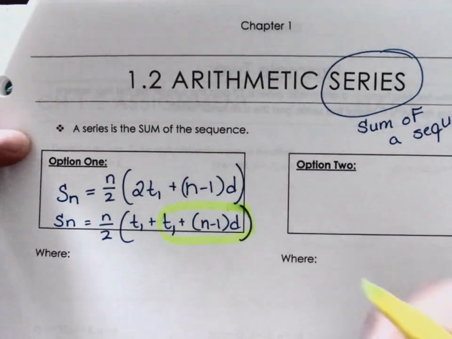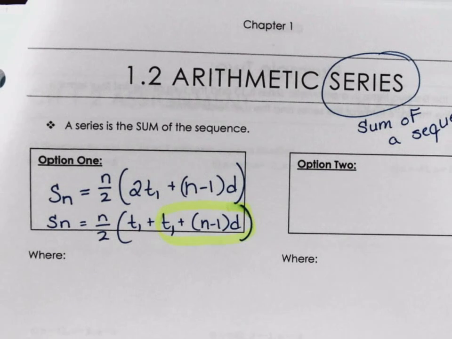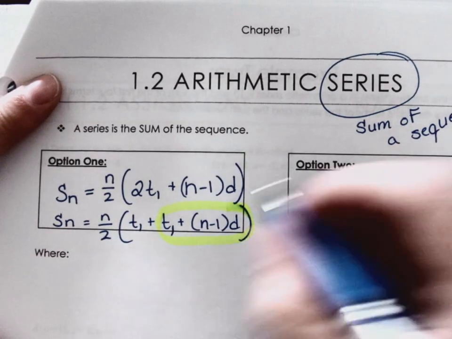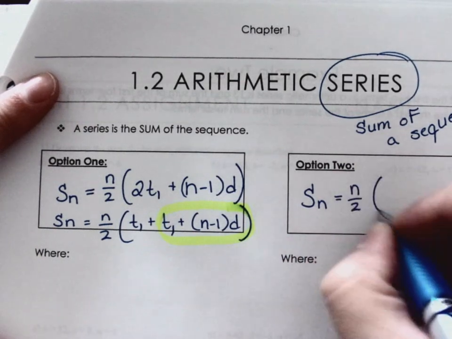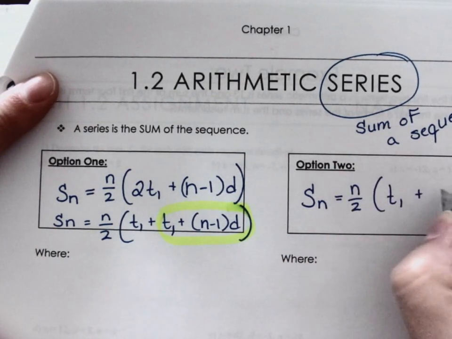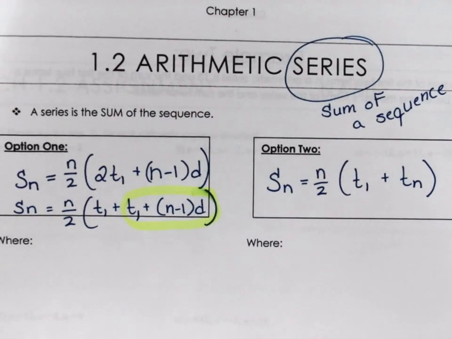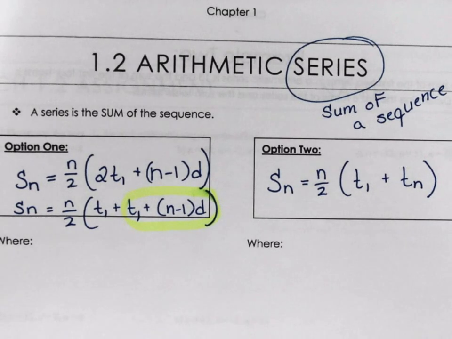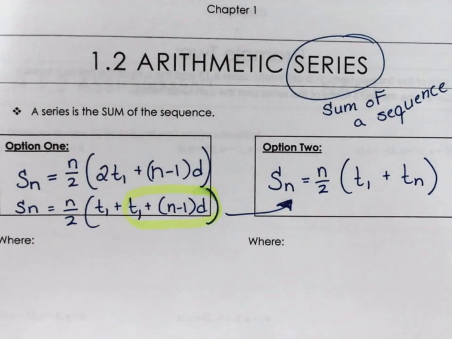Do you guys recognize that from Friday? Because that's your sequence formula. That's for finding the 5th term or the 20th term or something like that. So that's kind of embedded in there. And so knowing that, we can actually use option 2, which is just a simplified formula. So this would be T1 plus Tn. So that just turns into that. You don't need to know this one, you can just use either. Both are stated on your formula sheet.